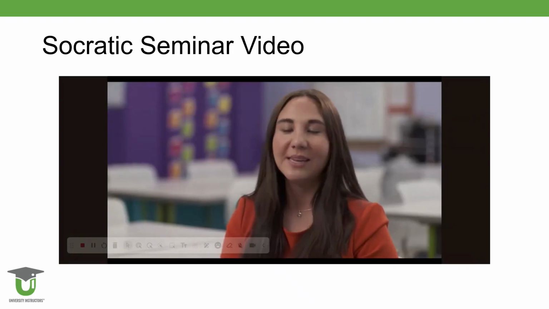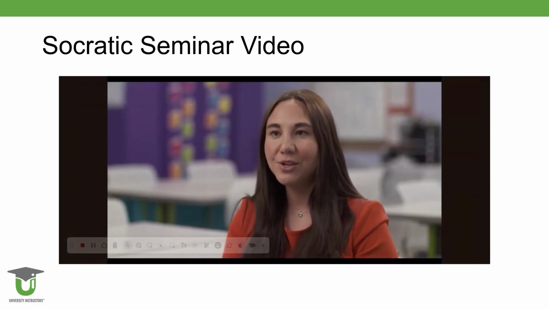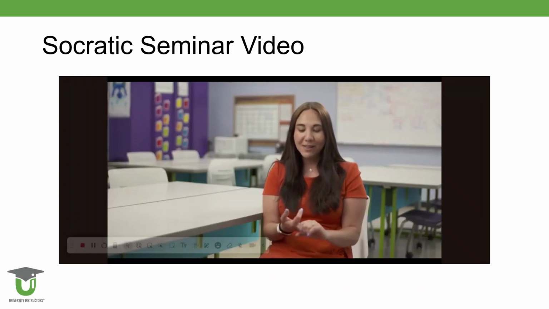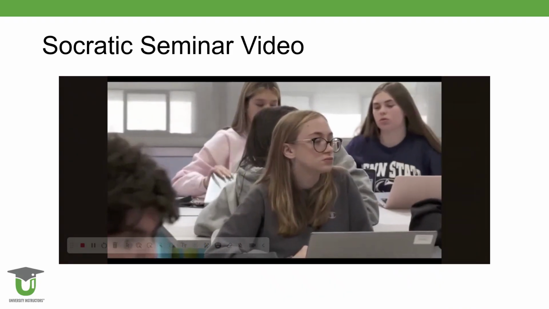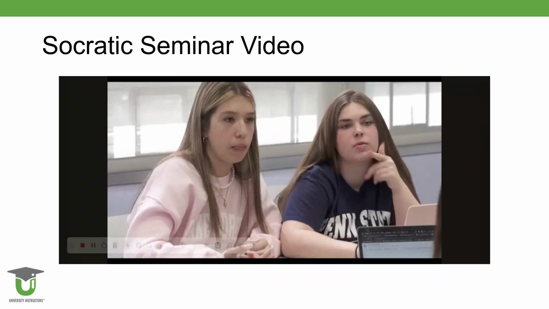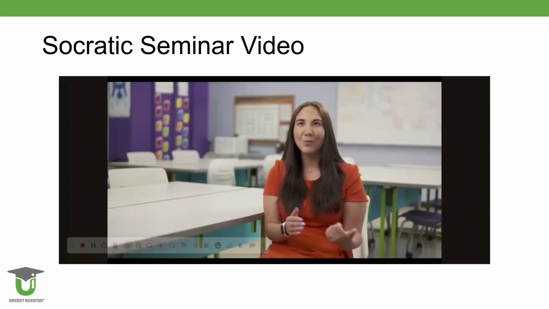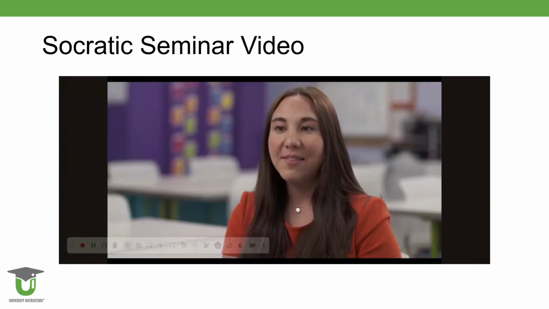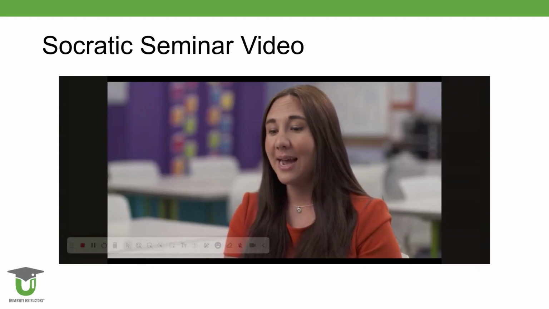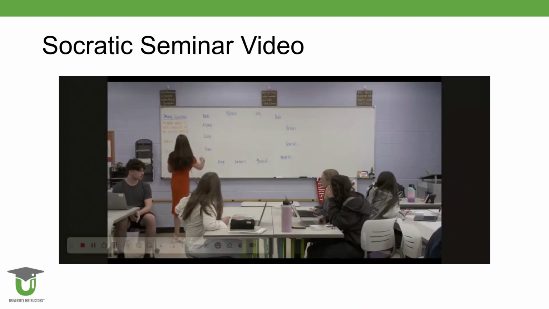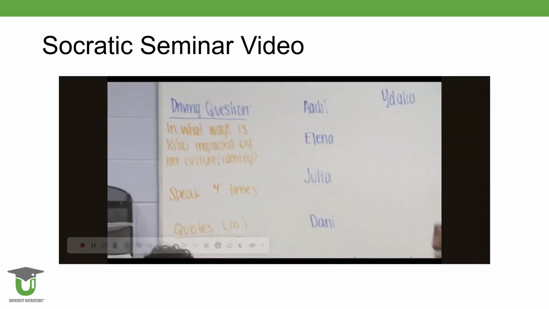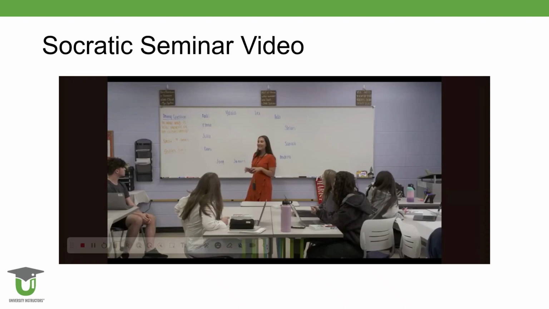Every single table has been given a specific element to research: theme, motif, character development, and symbols. They come in and talk a bit with their partners about what they found overnight, in their homework, or in class yesterday, and then they sit down and I begin to ask them one question. Our driving question is going to be, in what ways is Kiku impacted by her culture and identity?